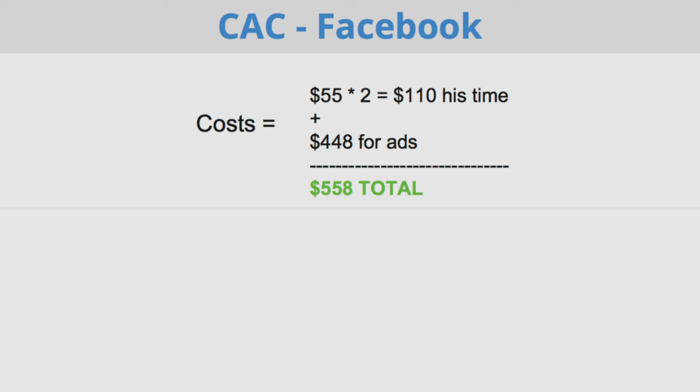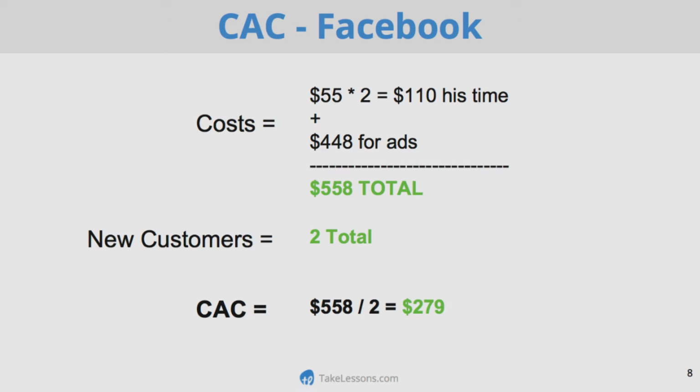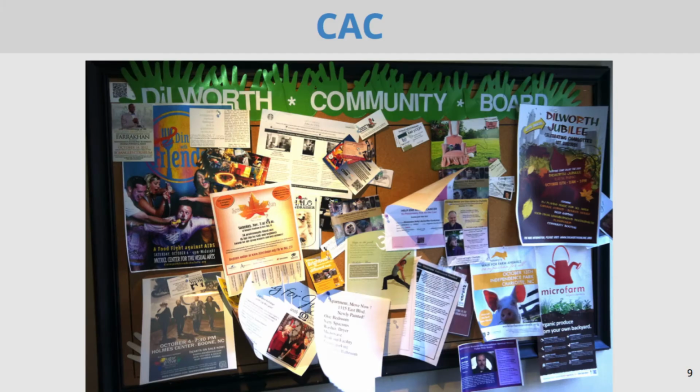This is $558 total. Now, we divide his total spend, 558, by the number of new students, 2. And in this case, Aaron's CAC for the Facebook campaign that he was doing ended up being $279.